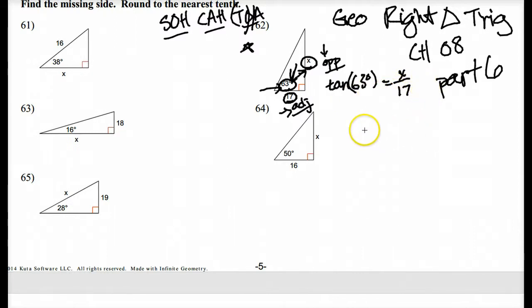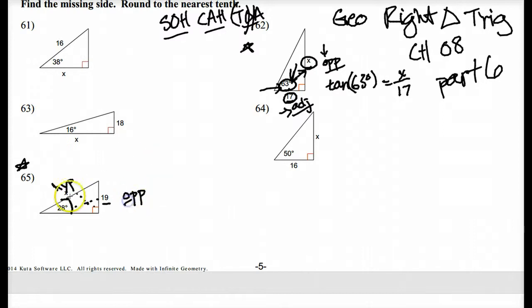Let's do another one. Not exactly the same, slightly different. Let's do 65. How about down here? So here I have another angle, in this corner here, that is 28 degrees. And I have this 19 and this x. If I'm thinking of the 19, that is the opposite side because it's opposite that 28 degrees. The x is across from the 90-degree angle. That makes it the hypotenuse.